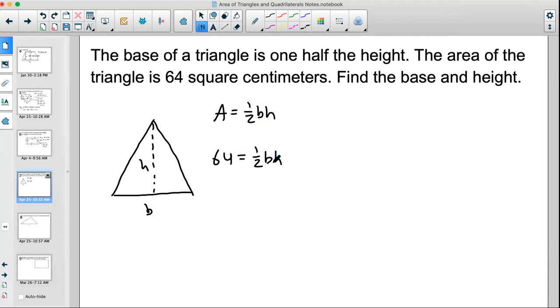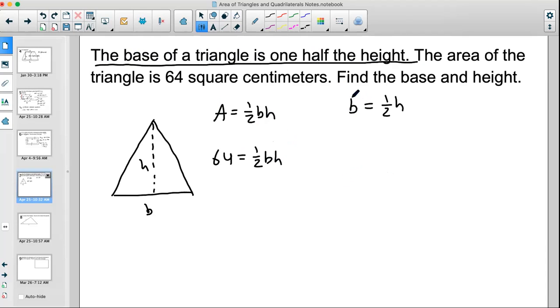But since I don't know either of these, I can't solve this. There's a literal infinity of answers to this for B and H, the way it's written. So I got to narrow it down. And this sentence gives me what I need to narrow it down. The base is 1/2 the height is equivalent to saying B equals 1/2 H. Base is half the height.